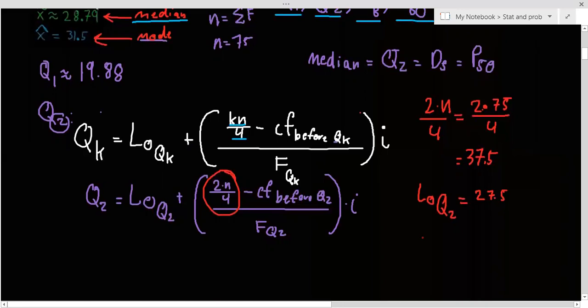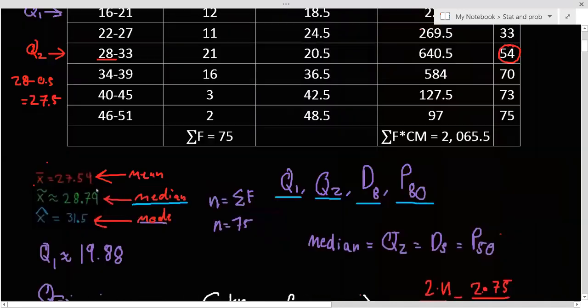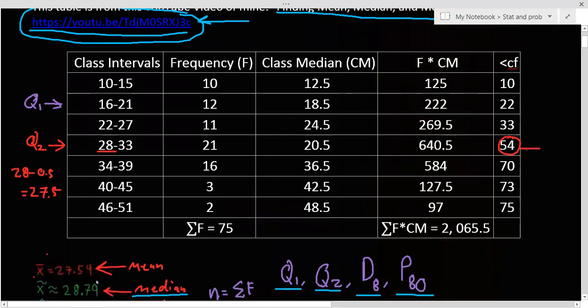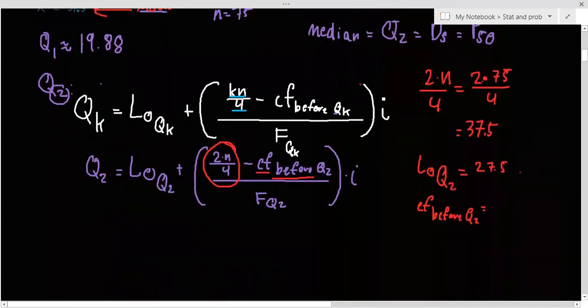Okay? Next, kunin natin yung CF. Okay? CF before. So dito, we will get CF before the second quartile. CF before the second quartile. So, di ba ito yung CF ni second quartile? Now, what comes before 54? Di ba si 33? So, itong si 33, siya yung CF before second quartile. Okay? So, 33.